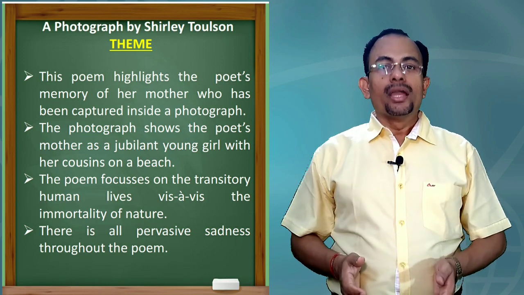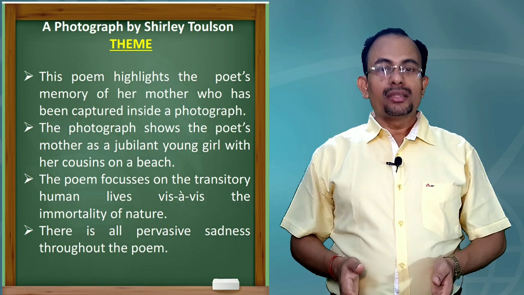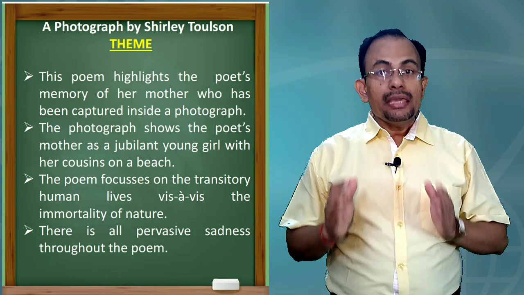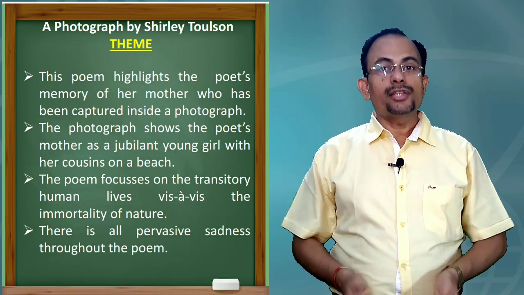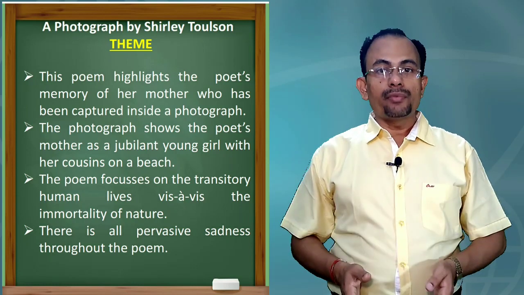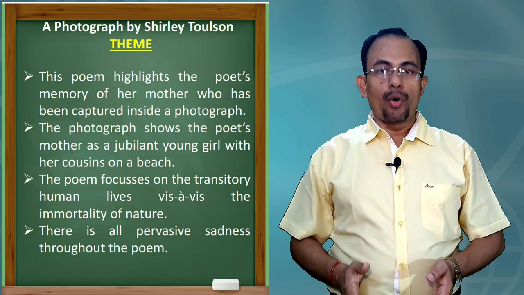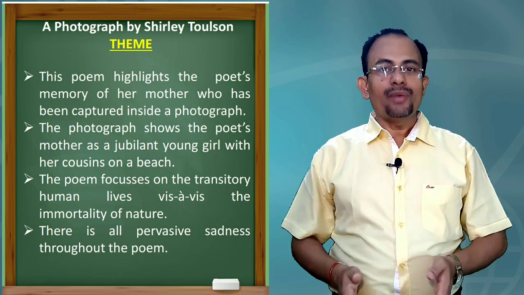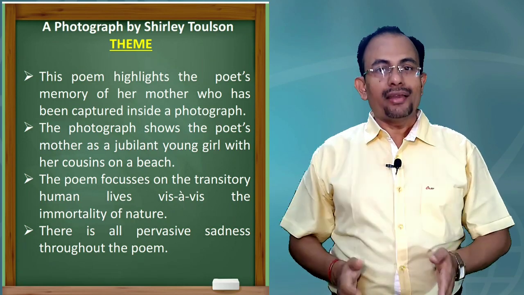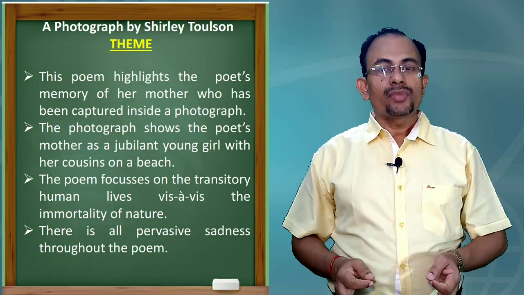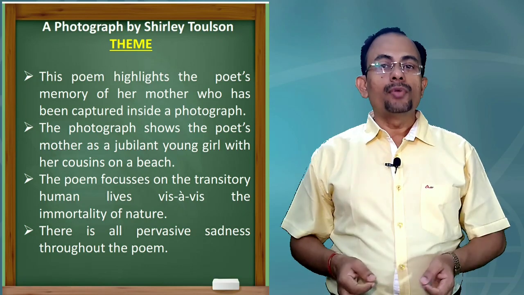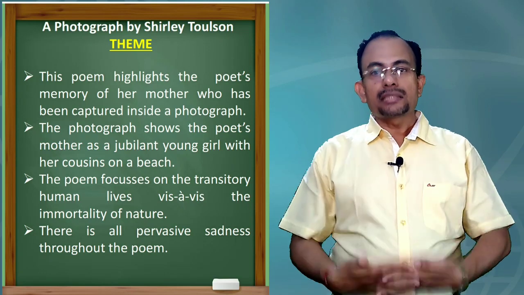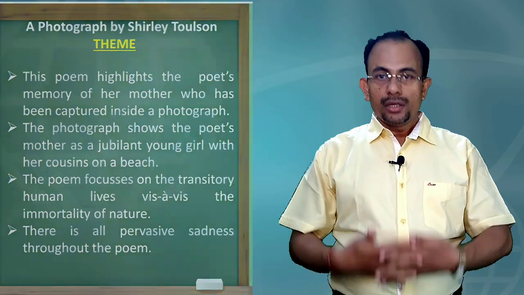The poem focuses on the mortal nature of human beings against immortality of nature. There is all-pervasive sadness throughout the poem. The poet shows the transient nature of human life as against the perennial nature indicated in the poem by the example of a sea. Now, let's move on to the stanza-wise discussion of the poem.